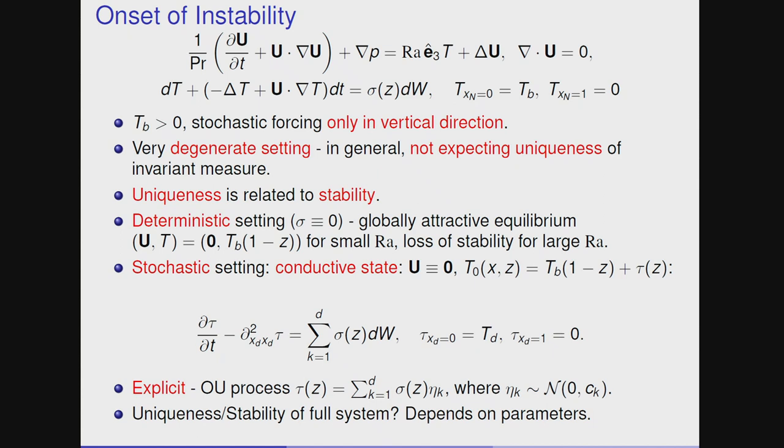meaning when U is non-zero, well, it will depend on parameters. If this invariant state is stable, then we have uniqueness. Everything is going to that one. If we don't have stability, then we probably don't have uniqueness of the invariant measure.